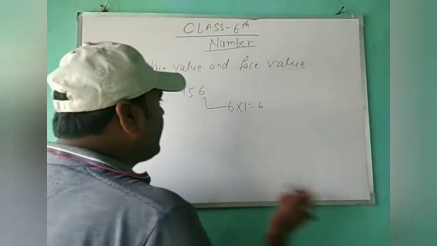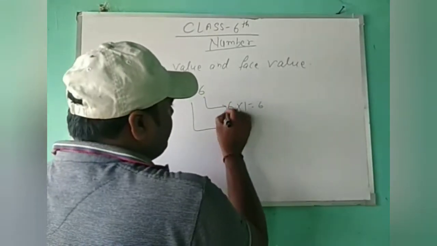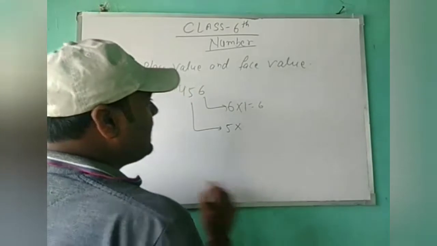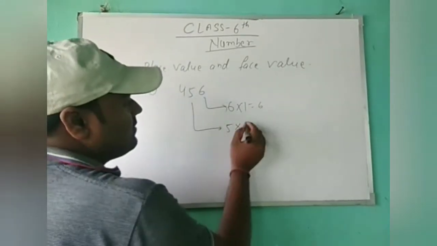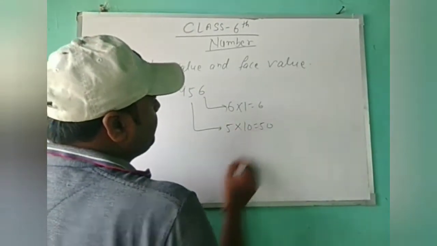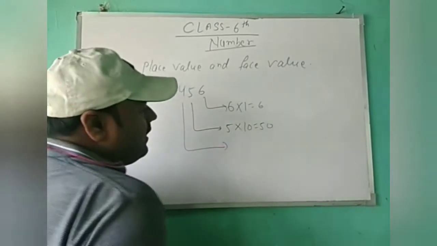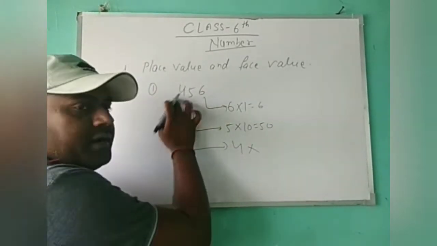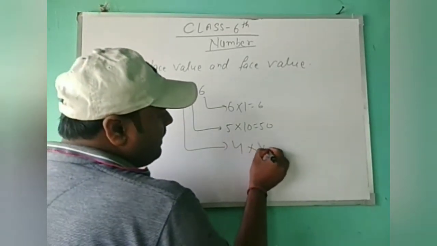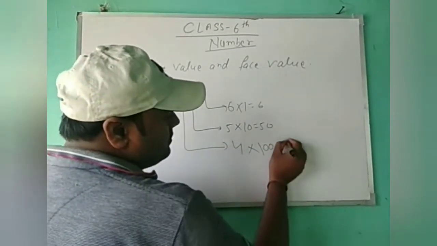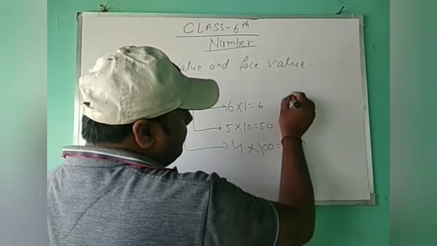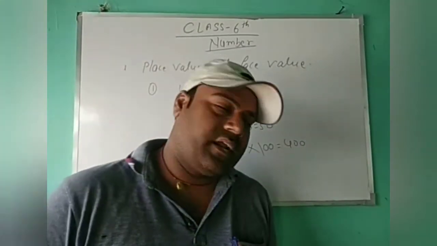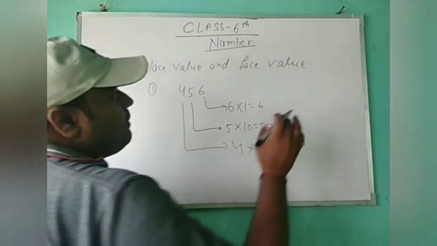Next one is 5. We will multiply 5 by 10. Why 10? Because it is the tens place. So 50. And 4: ones, tens, 100, so 4 is multiplied by 100. So 400. So this is the place value of 456.